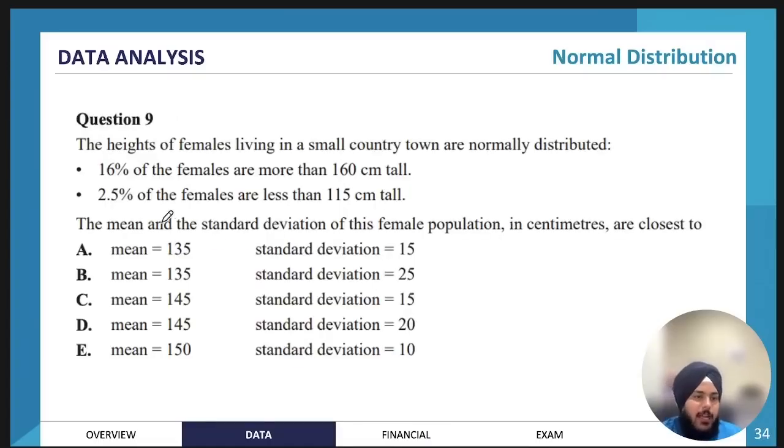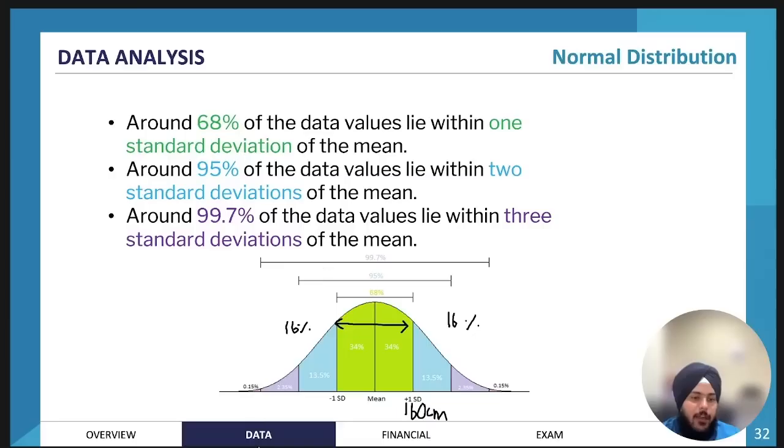Okay, now let's look at 115 centimeters. What they are saying is 2.5% of the females are less than 115 centimeters tall. So if we go back to the graph, they're saying 2.5% are less than 115 centimeters tall. So where is the bottom 2.5% of the data? It actually is here. It's more than 2 standard deviations below the mean, because within 2 standard deviations is 95%, and we have 5% left over on either side. So 2.5% on one side, 2.5% on the other side. So therefore 2.5% of the data is going to be over here, and this must be 115.